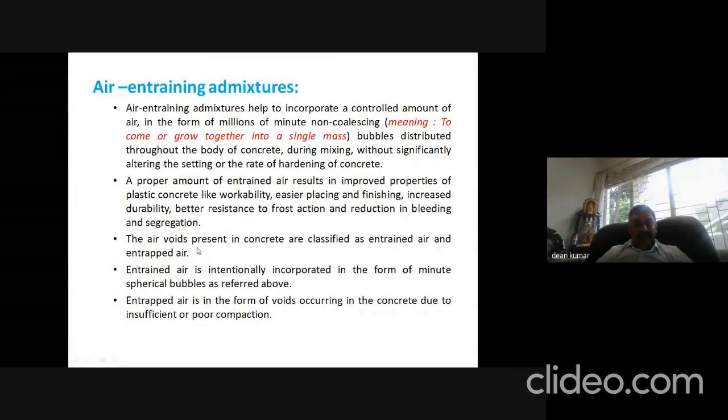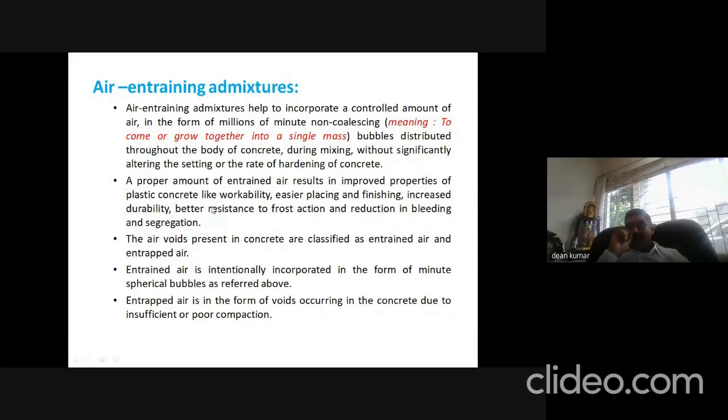Nothing is going to change. Why then am I adding it? A proper amount of entrained air results in improved properties of plastic concrete. That means in the fresh state, I want to enhance some of the properties. So what I have done here is, I have introduced air. This air will improve the workability of concrete.